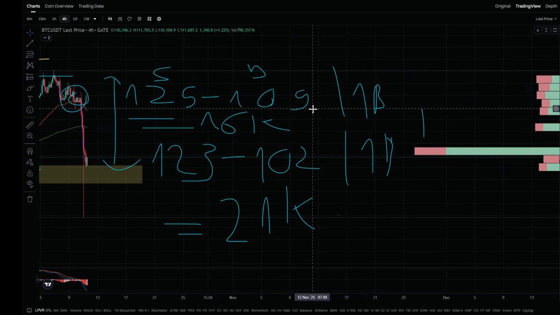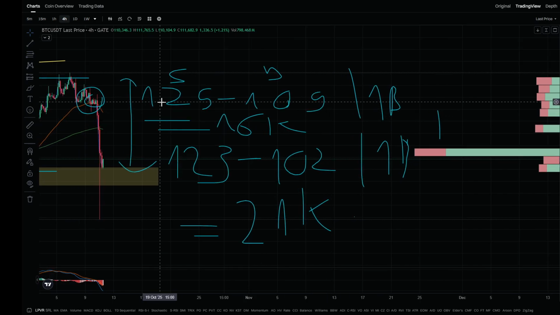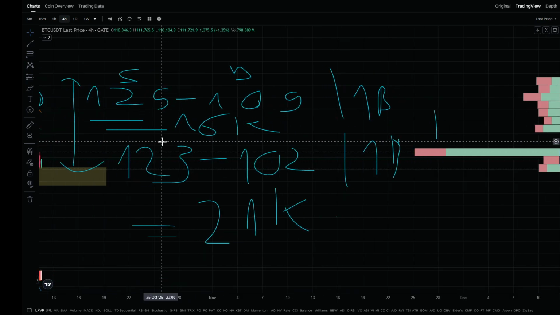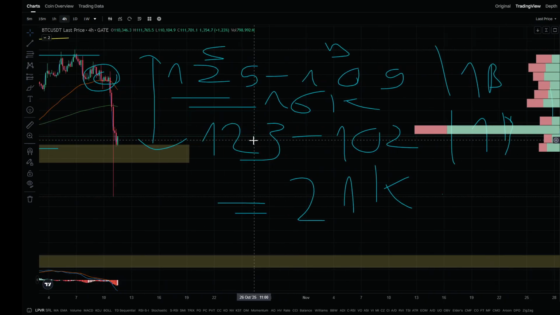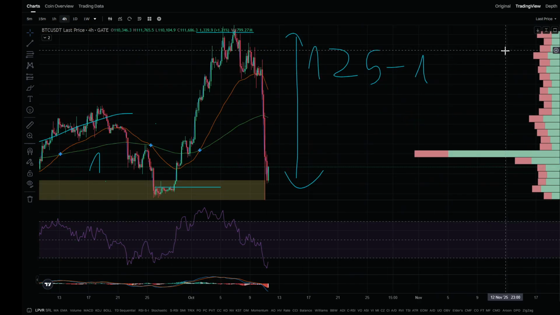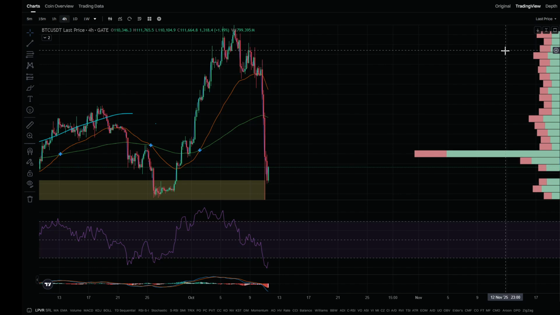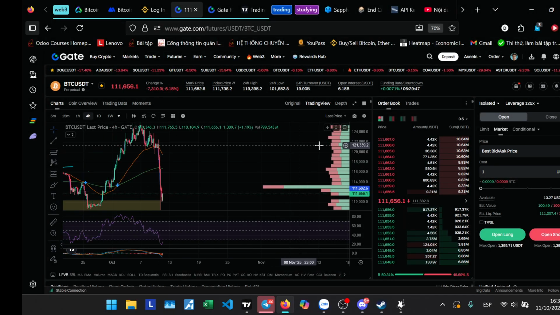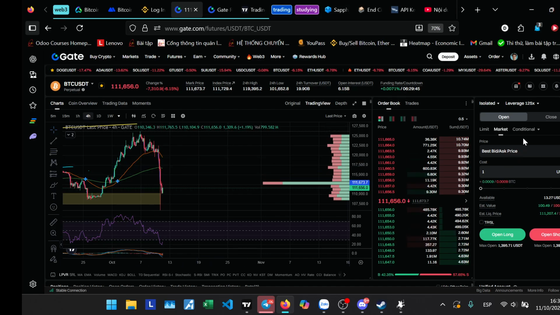Position sizing is more important than the amount of leverage that you put in. Okay, shorting. We sell high with basic betting.